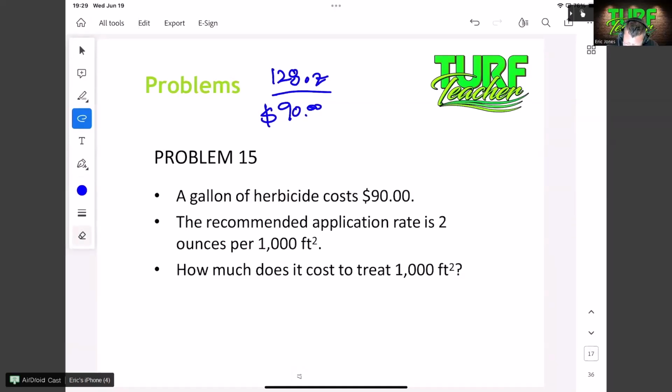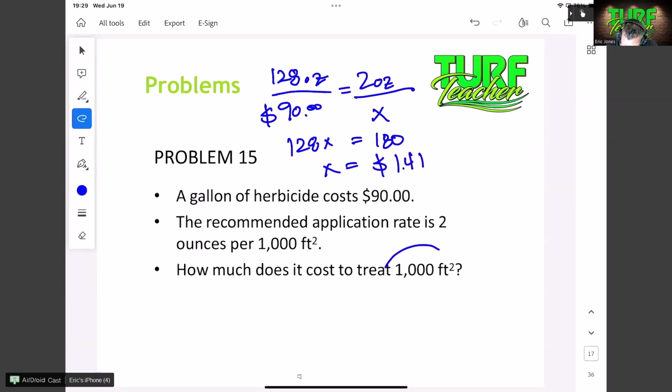Setting that up over 2 ounces, over X. Solve for X. 128X equals 180. X is equal to $1.41 for 1,000 square feet.